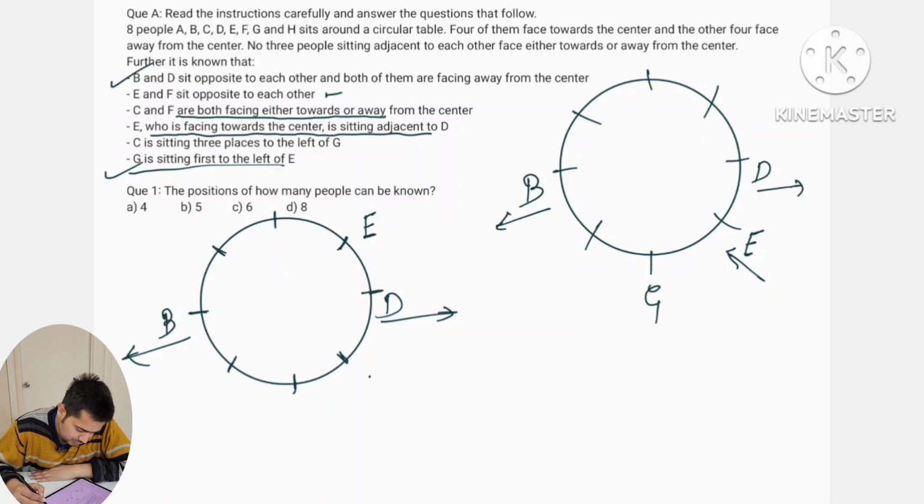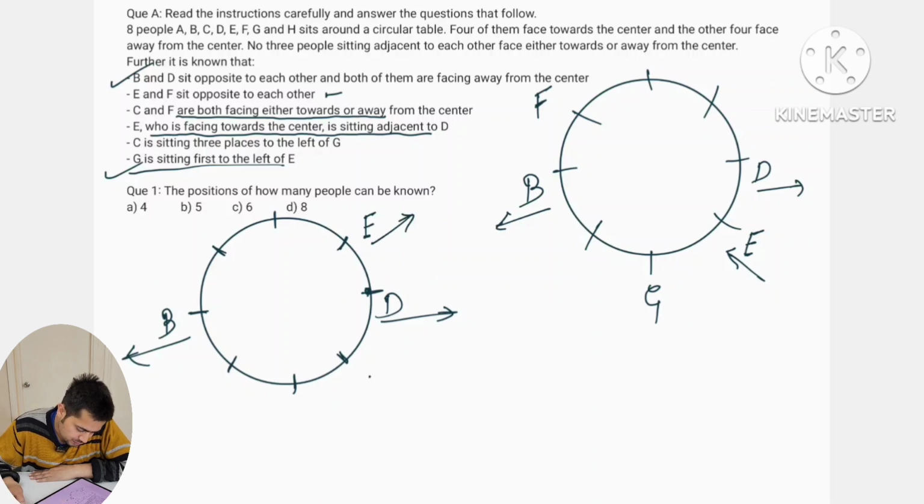So let me see. Also it is given that E and F are opposite to each other. Similarly, in configuration number 1, let us say E is facing inwards, so one place is left, D is already there, so E cannot face inwards, so E definitely has to face outward in this clue.